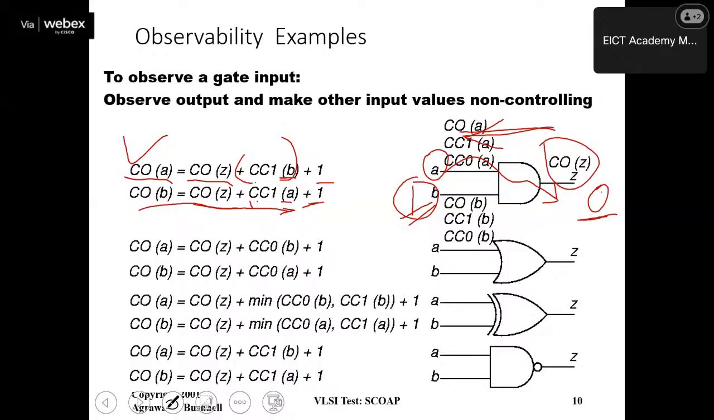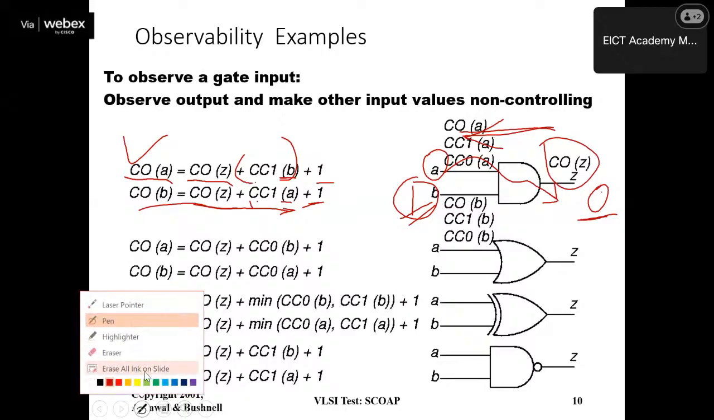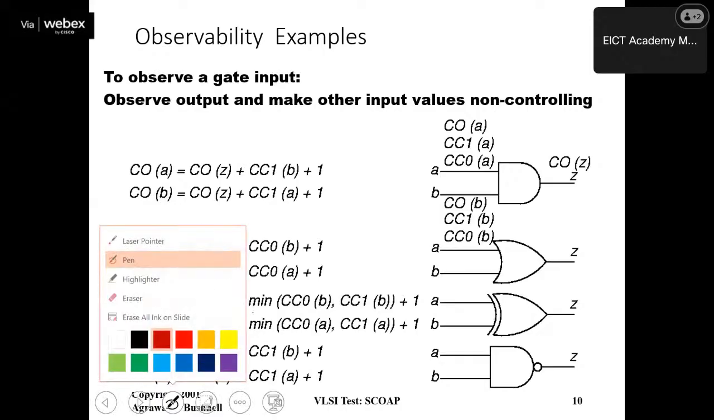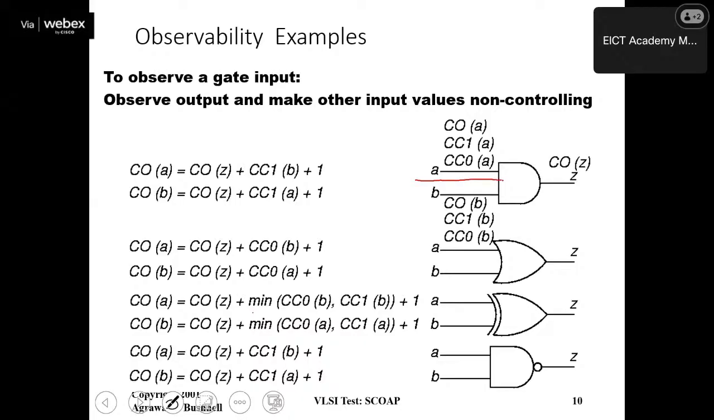Now, let's say I have a 3-input AND gate. Can we calculate the controllability or observability of one of the inputs for that AND gate? So let's say here there is the third input C. In order to observe this A, what I need to do is put B equal to 1 and C also equal to 1.